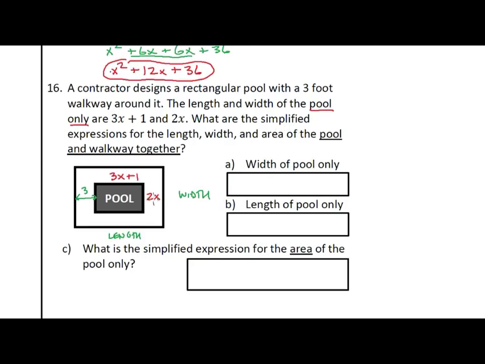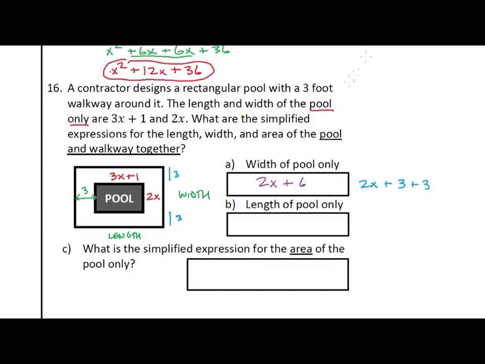Okay, so if we look at the width of the pool only, in this case the width is 2x. So we're going to start with 2x. But then we have to add the width of the walkway right here. That's 3. And we're going to add the width of the walkway right here, which is 3. So basically, it's going to be 2x for the pool only, plus 3 feet of walkway at the top here, and 3 feet of walkway at the bottom. And if you simplify that, you're going to get 2x plus 6.